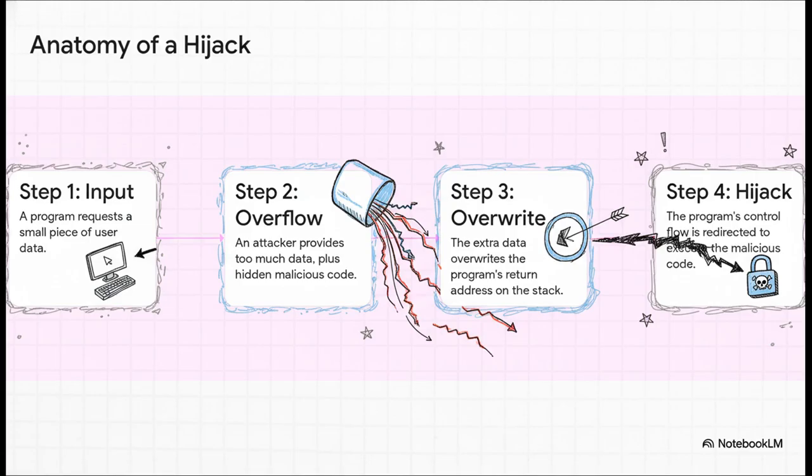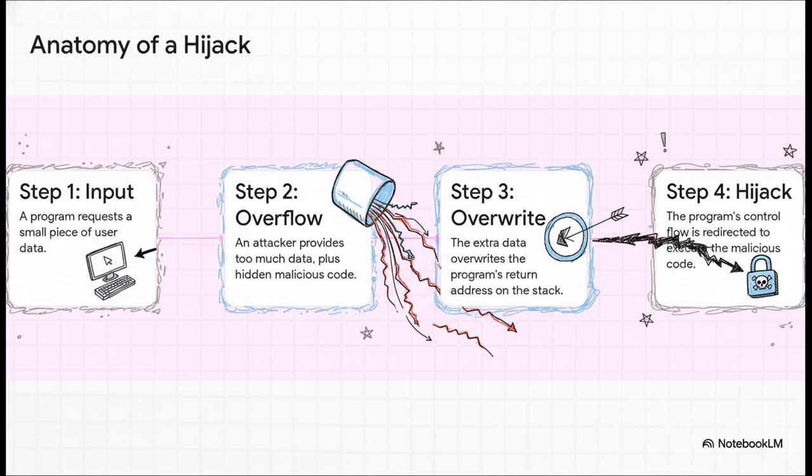Okay, step 1, a totally normal program asks for your name. Easy enough. Step 2, an attacker, instead of just giving a name, provides a super long string of data, and hidden inside that data is malicious code. Now, step 3 is where the chaos begins. All that extra data overflows the buffer and starts spilling into adjacent parts of memory.